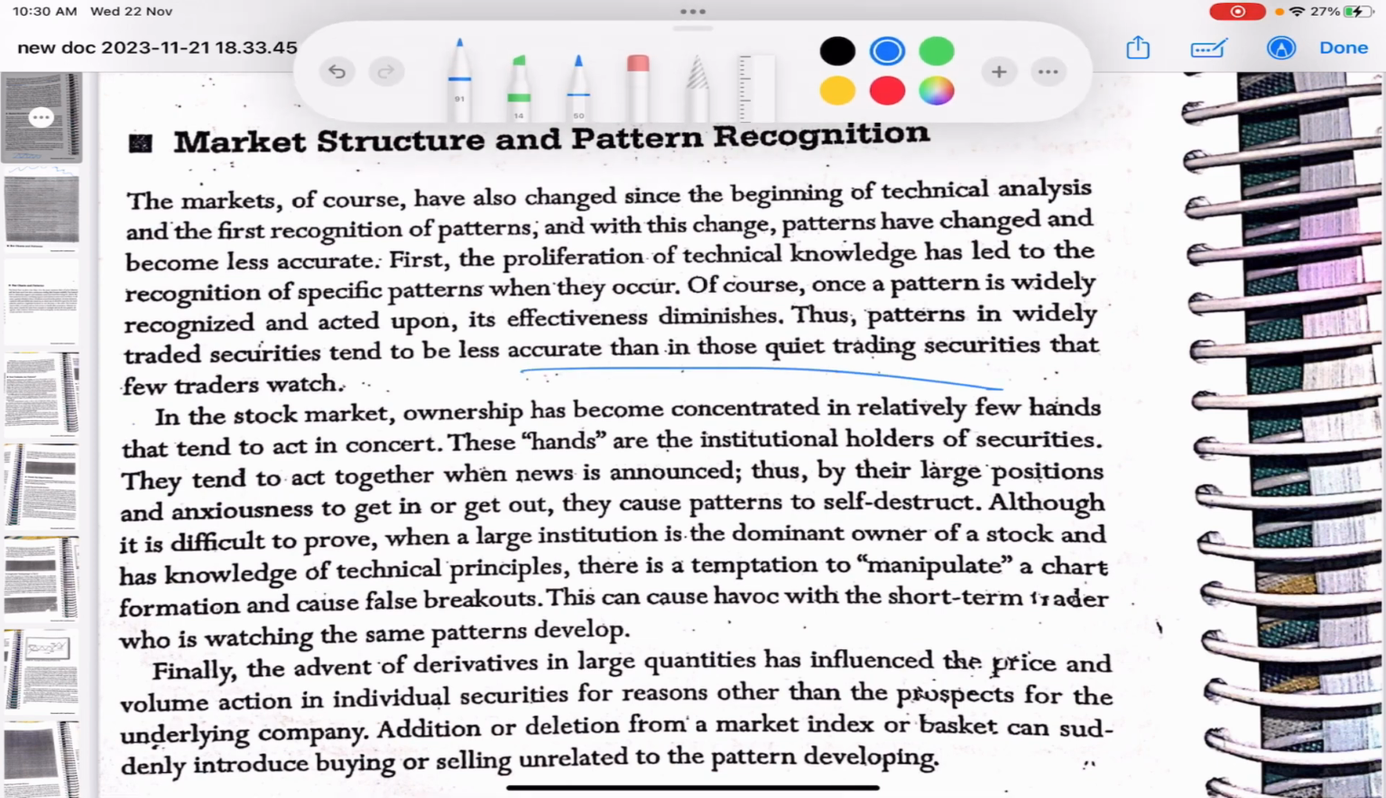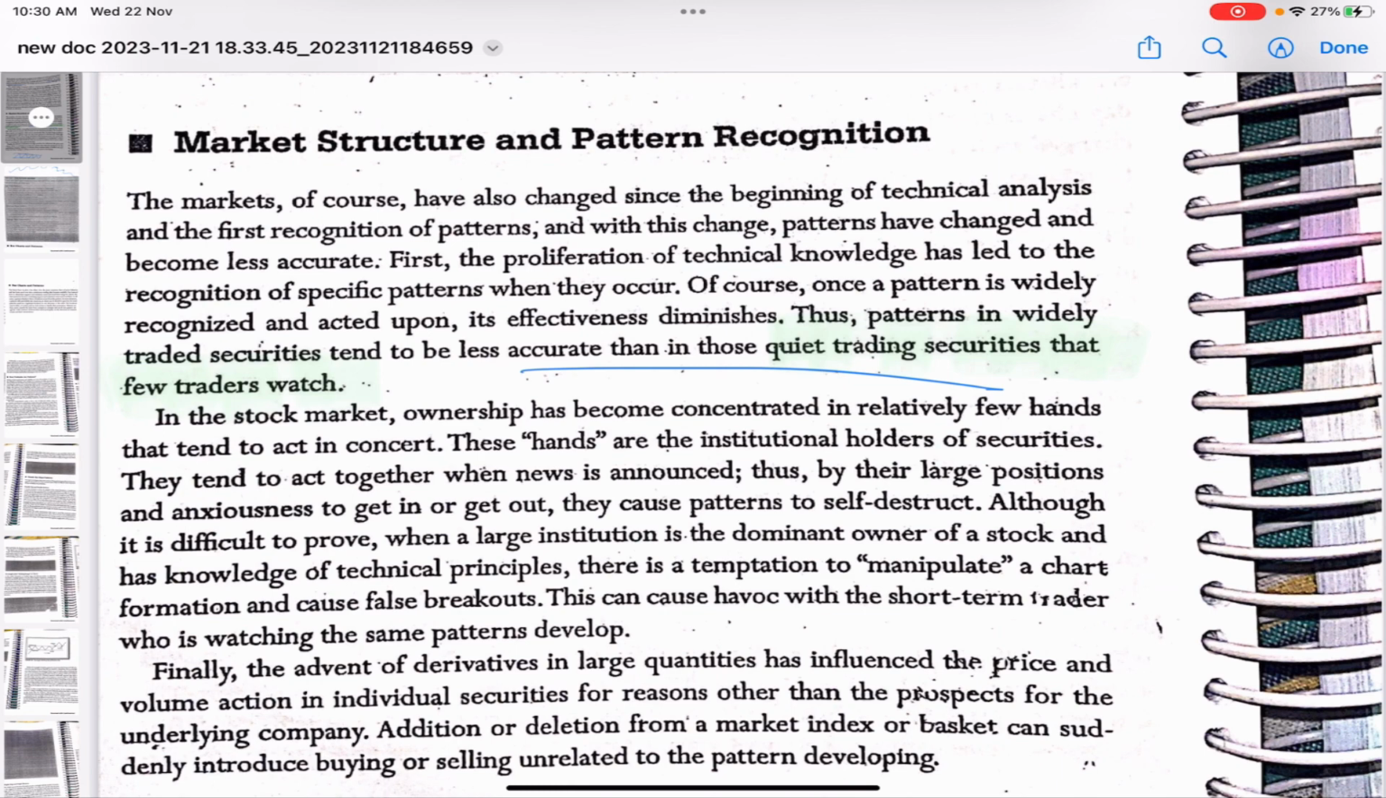Okay, all right. One more thing you need to keep in mind, that when there are trading securities which few traders watch, which are not very well known to everybody, some low key stocks, on them when the patterns occur, they work out. Now, why is that so? Now, let's talk about the Indian markets for a second, or let's talk about the US markets. Okay, I'll just come to that.